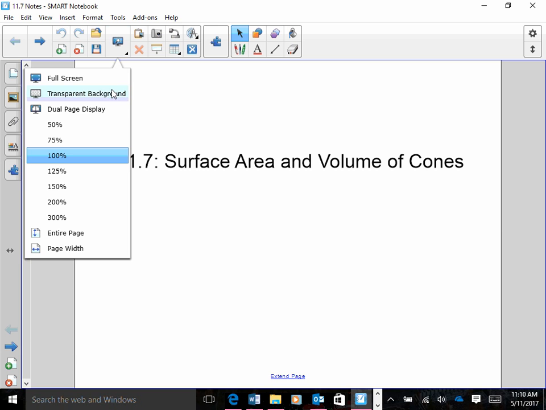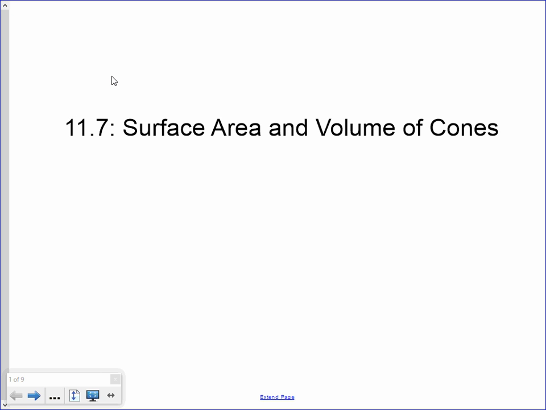Cones, second to last section here. So cones follow the exact same formulas as pyramids, but they have circular bases.